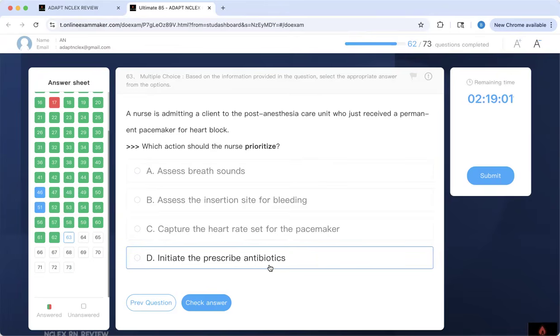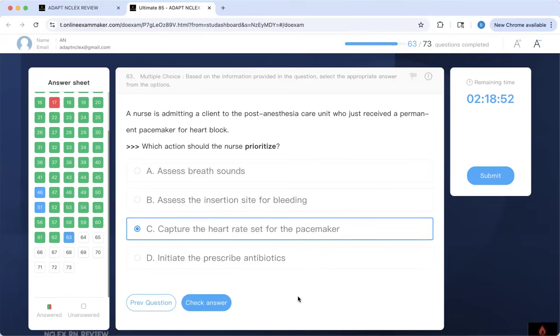What should be your priority? You've got to make sure it works. Therefore, which one? Make sure it can capture. If it doesn't capture, you should let the doctor know. Assessing breath sounds, that's not a priority. It's a trap. Assessing the insertion site for bleeding, it's a trap. If the pacemaker does not work, we are in trouble because we are in PACU.